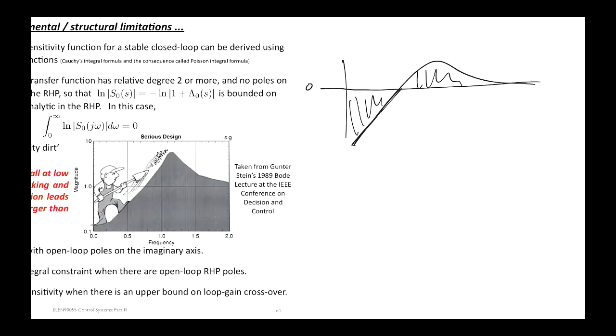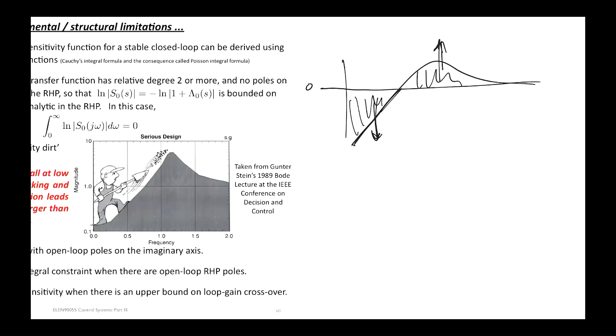So what's the implication of that? If I've pushed this down, for example by increasing the gain of the loop, then this must go up. So getting better performance at low frequency might result in worse performance at high frequency. This is often called the waterbed effect, or conservation of sensitivity dirt, as this picture indicates. Pushing it down here pushes it up here.